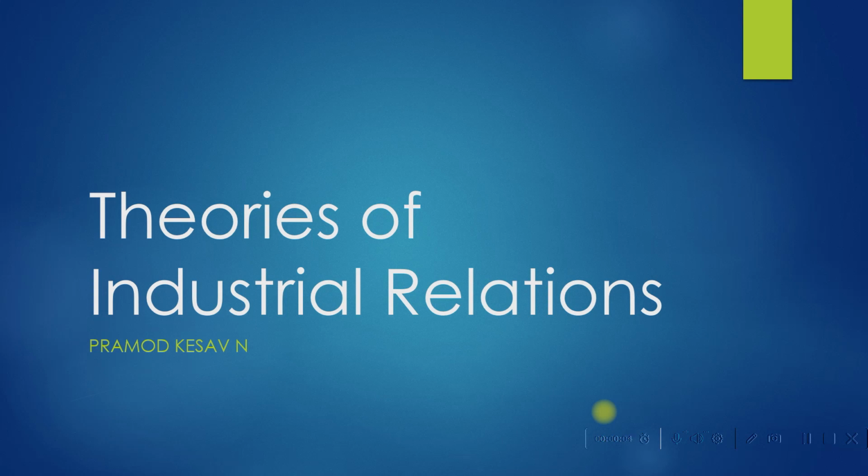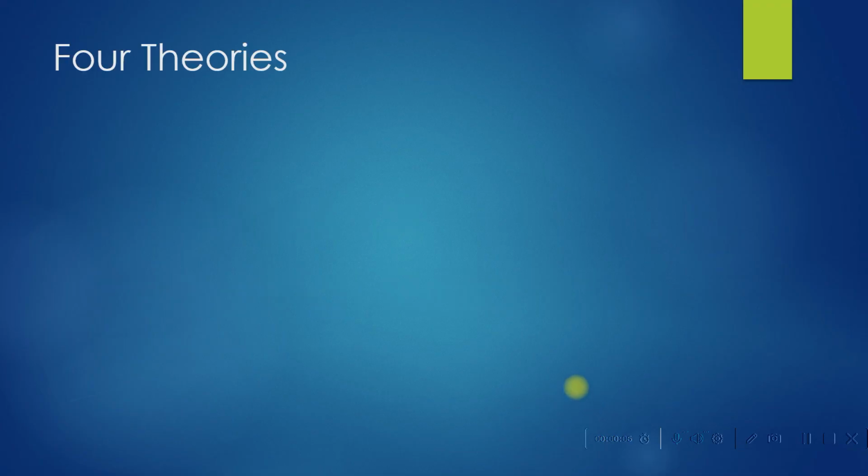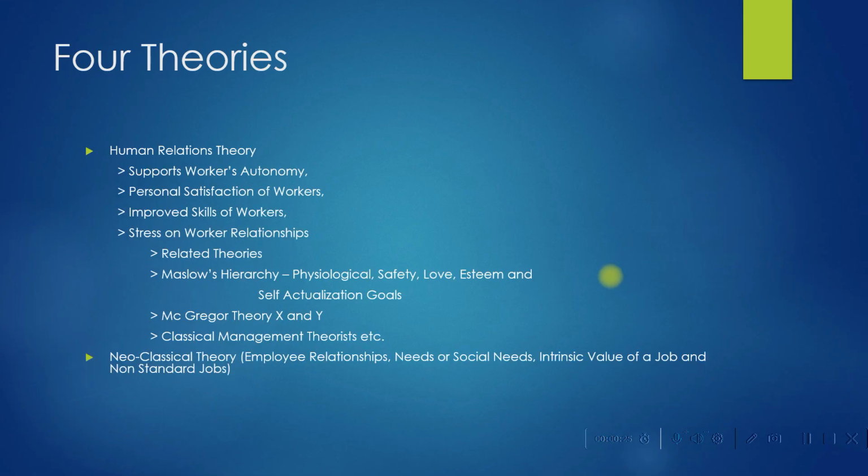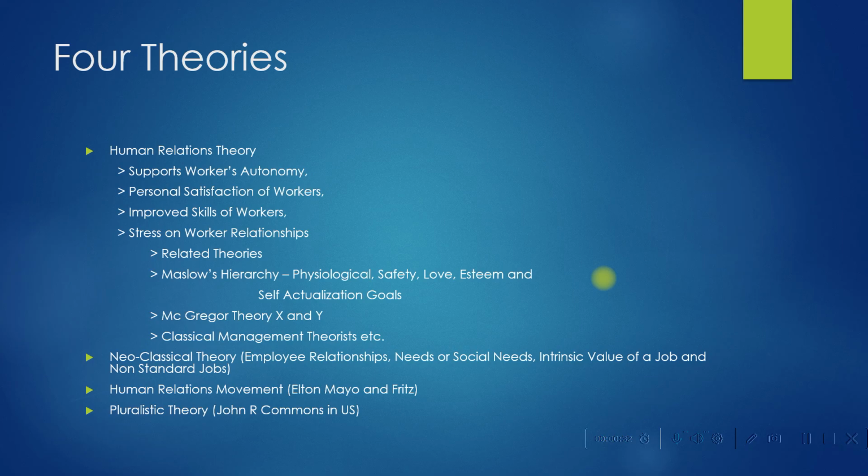Theories of industrial relations. So in this context, we are discussing theories of industrial relations. There are four theories that are mainly dealt with. One is human relations theory, and the others are neoclassical theory, human relations movement theory, and pluralistic theory. So these are the four theories we actually discuss in this session.